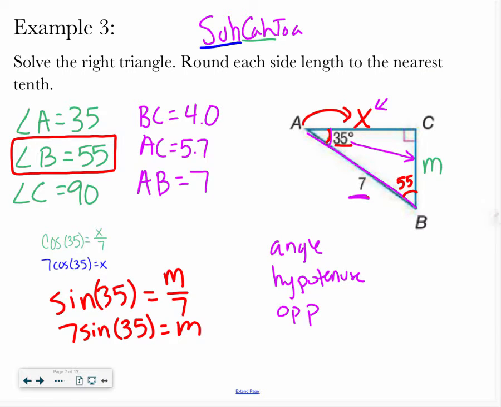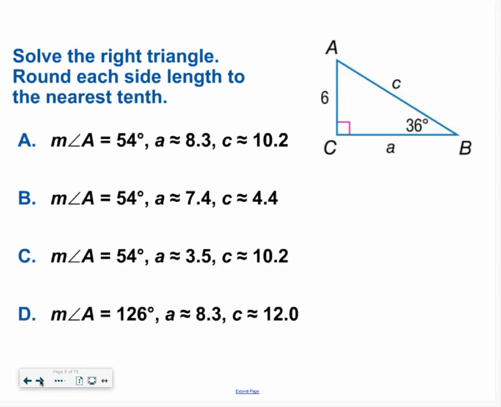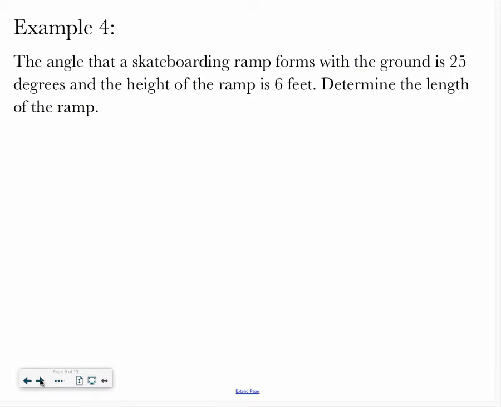Okay? So these 3 answers are all things I had to solve for in order to solve the right triangle. When the directions say solve the right triangle, figure out all of the missing information. Go ahead and solve this right triangle. Hopefully you got that. The measure of angle A is 54 degrees. The side length A is approximately 8.3, and little c is approximately 10.2. If you have questions, please be sure to ask. I know this can be a lot of information at once.